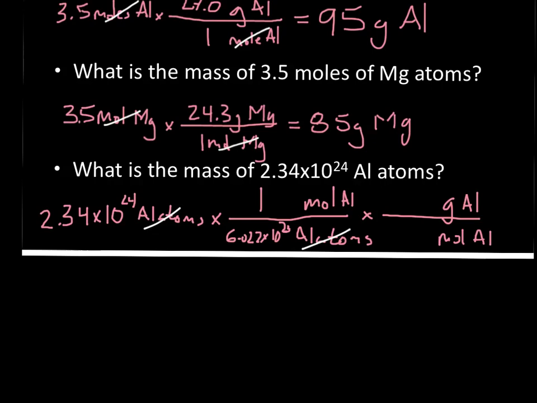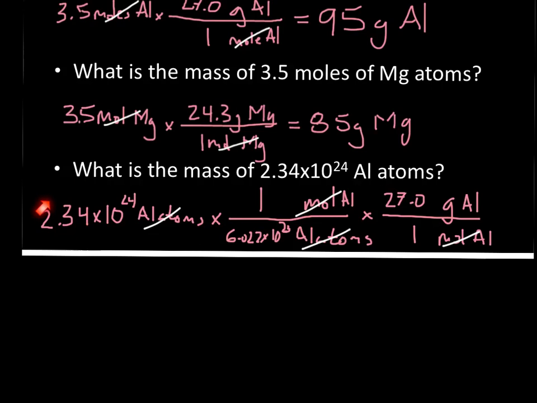And once again, we know that 1 mole of aluminum is 27 grams, 27.0 grams. And moles cancels out moles. We're left with grams of aluminum, so now we can solve this one. And to solve this one, do it on your calculator. 2.34 times 10 to the 24th times 1 times 27. And we're dividing that by 6.022 times 10 to the 23rd times 1.